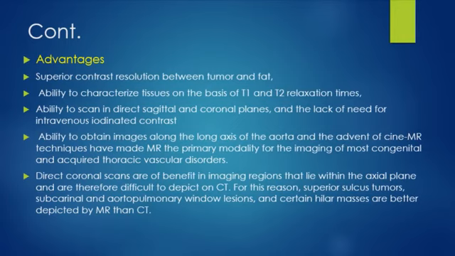Its advantages are superior contrast resolution between tumor and fat, ability to characterize tissue on the basis of T1, T2 relaxation times, ability to scan in direct sagittal and coronal planes, ability to obtain images along the long axis of the aorta, and the advent of cine MR technique have made MR the primary modality for the imaging of most congenital and acquired thoracic vascular disorders. Direct coronal scans are of benefit in imaging regions that lie within the axial plane and are therefore difficult to depict on CT. For this reason, superior sulcus tumors, subcarinal, aortopulmonary window lesions, and certain hilar masses are better depicted by MR than CT.